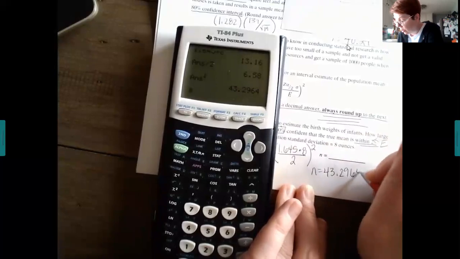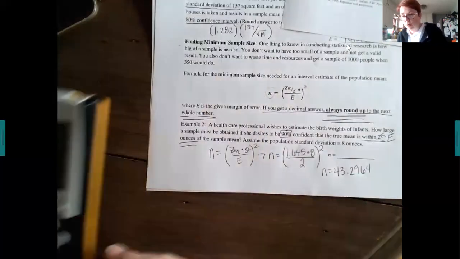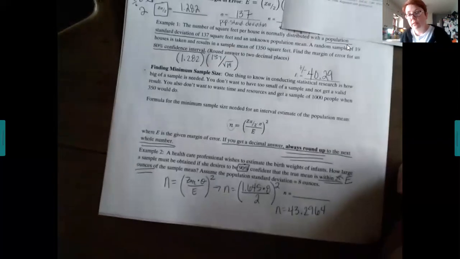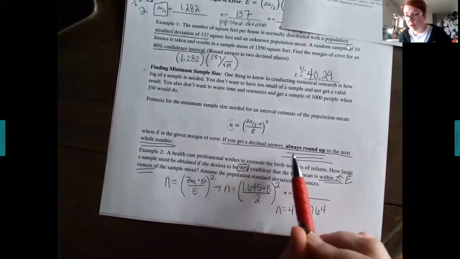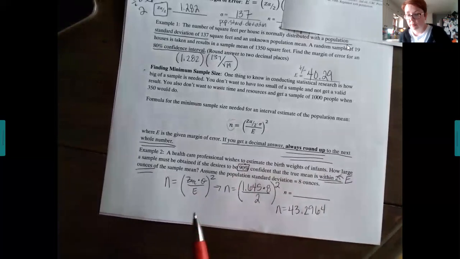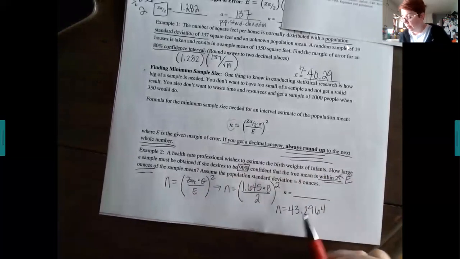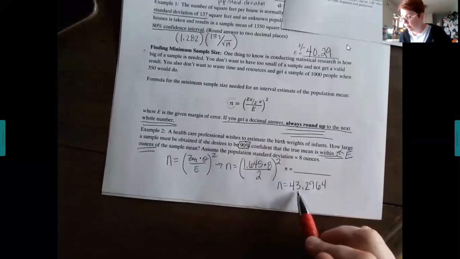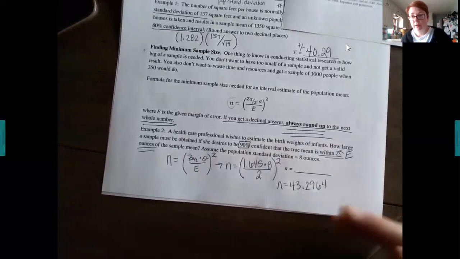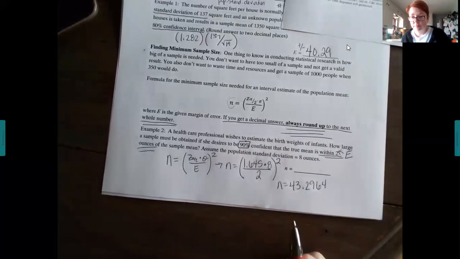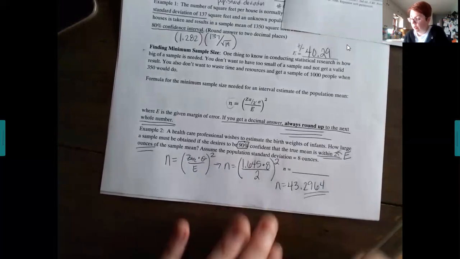okay, now, what did I just say before about how your final answer should be? If you get a decimal, always round up to the next whole number, okay? Now, this is 43.29. Is it closer to 43? Yeah, but 43 is too small because of this amount.